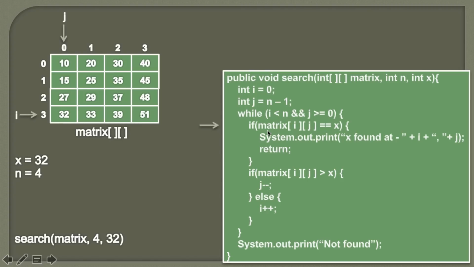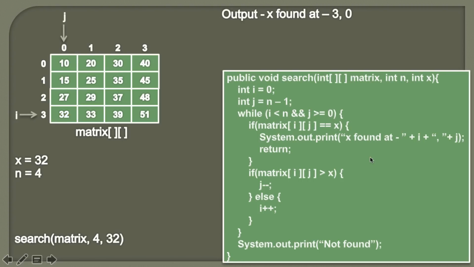Now we simply check whether the value at matrix i comma j is equal to x or not. So here you can see the value of the matrix at 3 comma 0, which is 32, is actually equal to 32. Therefore, the condition in the if block comes out to be true. So friends, here we know that we have found our value. So therefore, we'll simply print on the console that x is found at 3, 0. So in the console, we are simply printing that x is found at 3, 0. And then we'll simply return from this method.